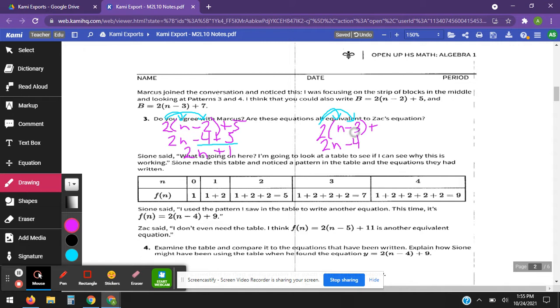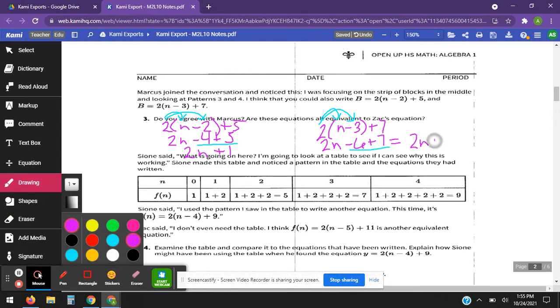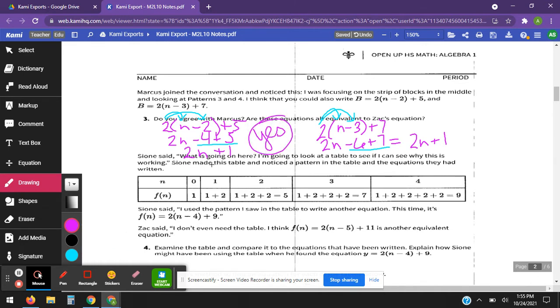Minus 3 plus 7. There we go. So that's 2n minus 6 plus 7, which equals, when I combine a negative 6 plus 7, 2n plus 1. So yes, these are. So Sion said, what is going on here?